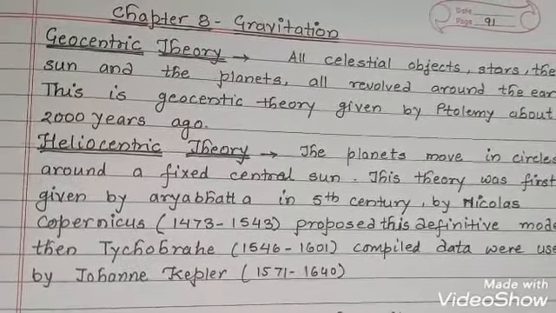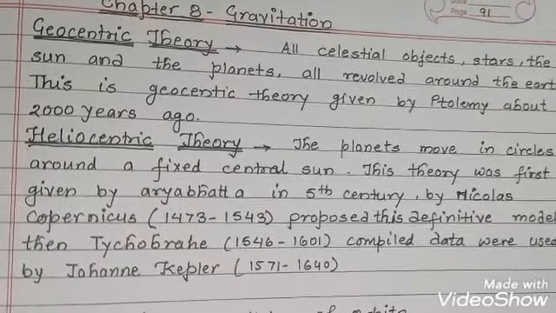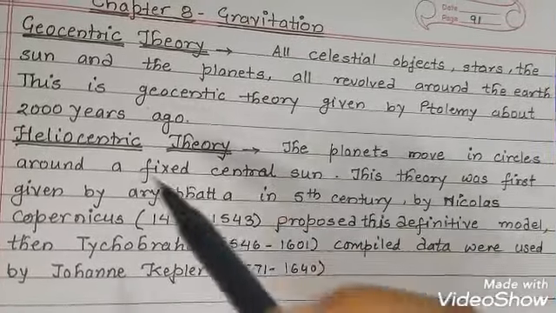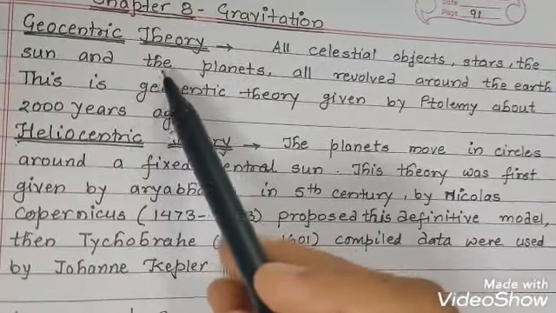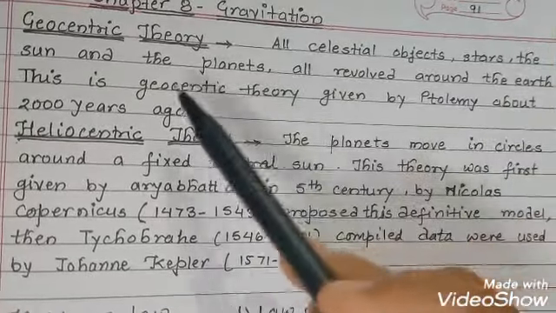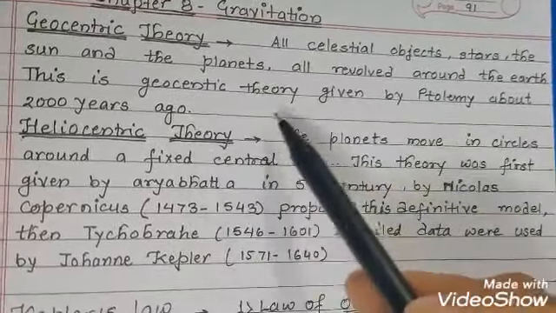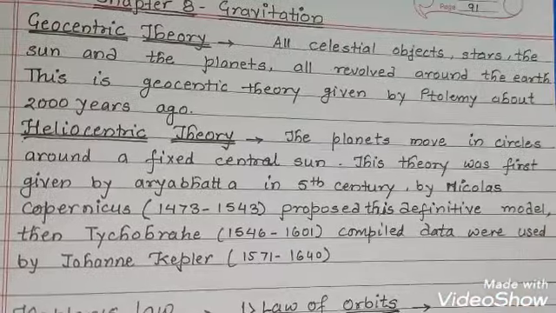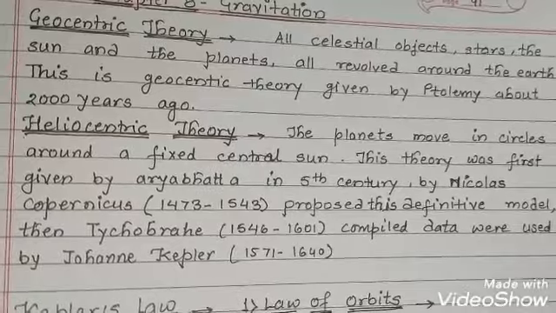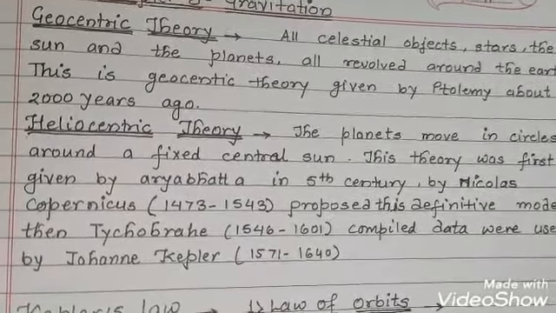The earliest recorded model for planetary motion, proposed by Ptolemy about 2000 years ago, was the geocentric model. In the geocentric model, or the geocentric theory, all celestial objects, stars, the sun and the planets, all revolve around the earth, and this is called the geocentric theory given by Ptolemy. The only motion that was thought to be possible for celestial objects was motion in a circle.